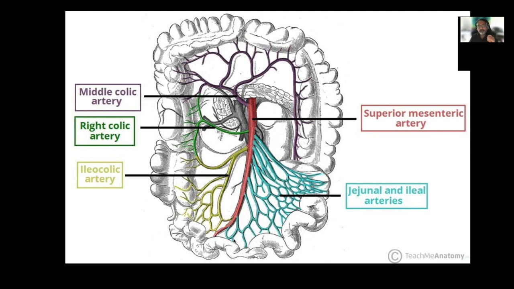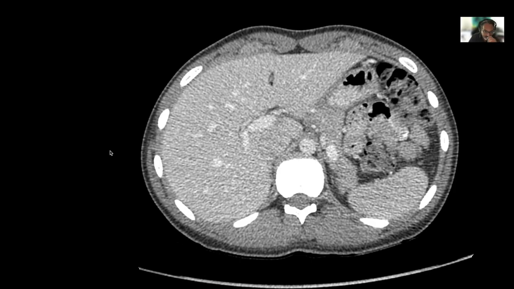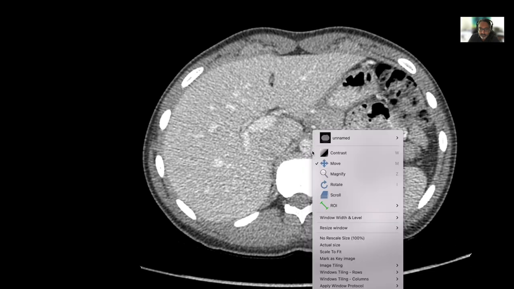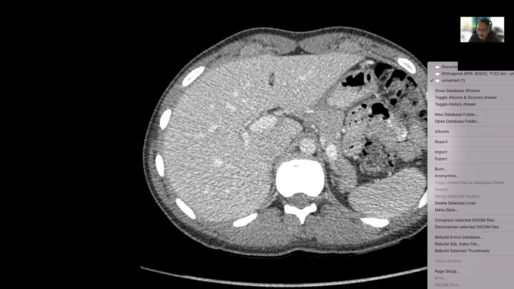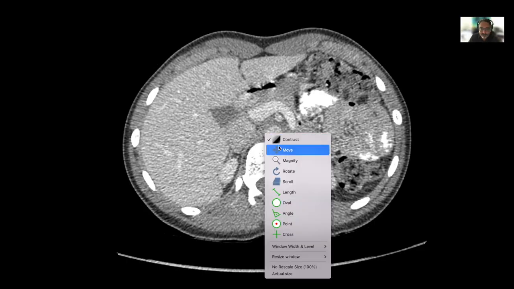So let's try to find these. We'll find some of them, not all of them, in our structure here. Now again, we have the aorta. Oh, no, this is the wrong thing. Hold on. Oh, sorry, this is the right button. Too many buttons.